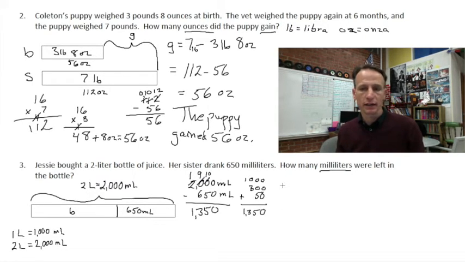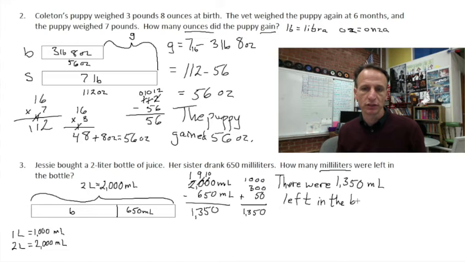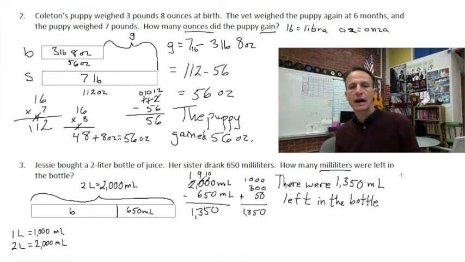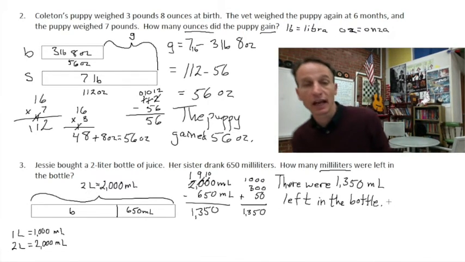So there were 1,350 milliliters left in the bottle. How nice for both Jessie and her sister.